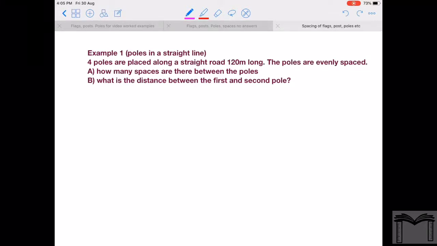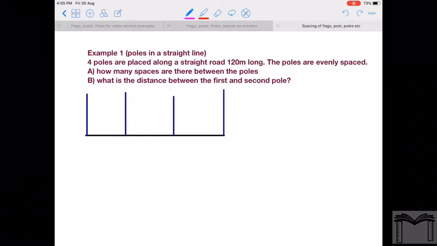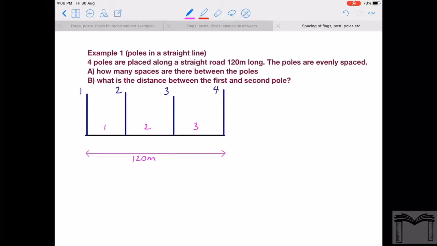So because the numbers are small, we can make a quick sketch which will help us with understanding and solving. We are told that there are 1, 2, 3, 4 poles which spanned a length of 120 meters. And for the 4 poles, there are 1, 2, 3 spaces. Now notice, for objects in a straight line or where the ends do not meet, there will be one more object than the spaces, or in other words, one space less than the objects.